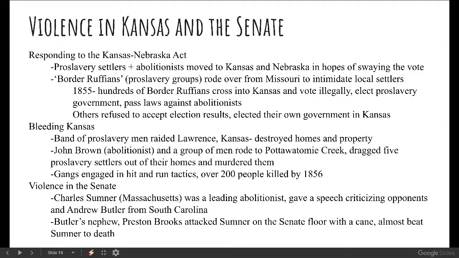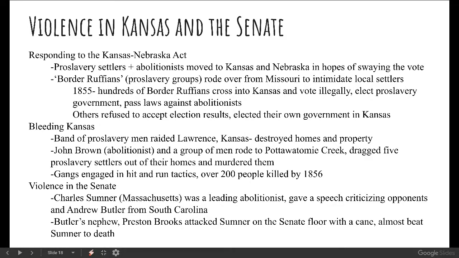So we see this eruption of violence in Kansas and the Senate as a result of this Kansas-Nebraska Act. Pro-slavery settlers, just like the South predicted, moved into the territory, as well as abolitionists. They all move into Kansas and Nebraska in hopes of swaying the vote. So pro-slavery settlers are going to vote for slavery. Abolitionists, of course, are going to vote against slavery in those territories.